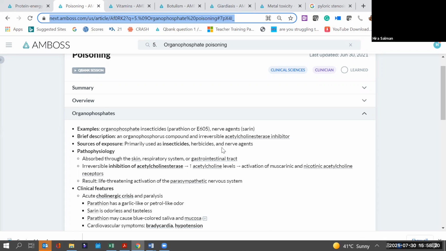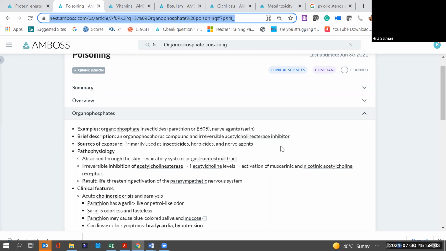An organophosphorus compound is an irreversible acetylcholinesterase inhibitor. Acetylcholinesterase is the enzyme which breaks down acetylcholine, and the inhibitor is the one which inhibits the whole process. That's why we have too much acetylcholine. Acetylcholine is one of the neurotransmitters responsible for so many motor activities, so you will find very unappreciable motor activities in patients having this poisoning.